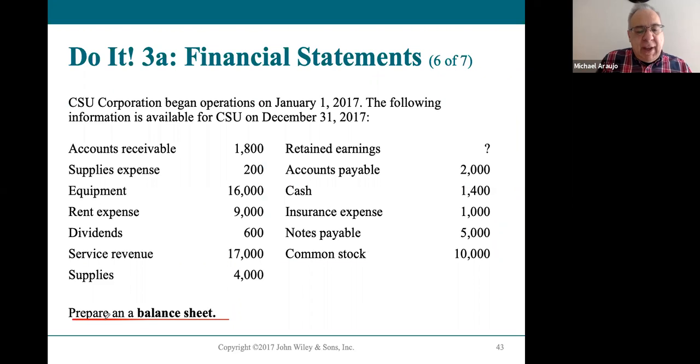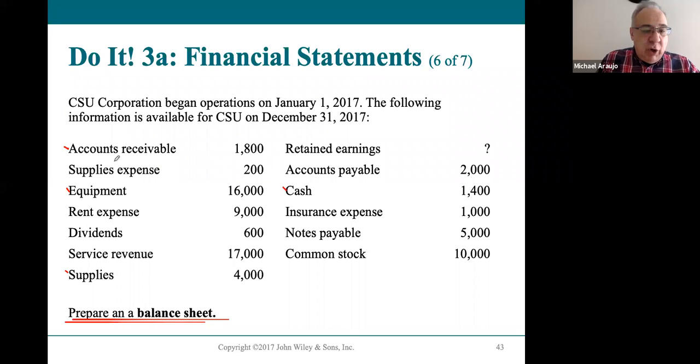And the very third thing to do is prepare the balance sheet. Balance sheets start with assets. So when you look at all these accounts, you need to look and find the assets. So accounts receivable is an asset account. Equipment is an asset account. Supplies is an asset account. Cash is an asset account. So that's important to know.